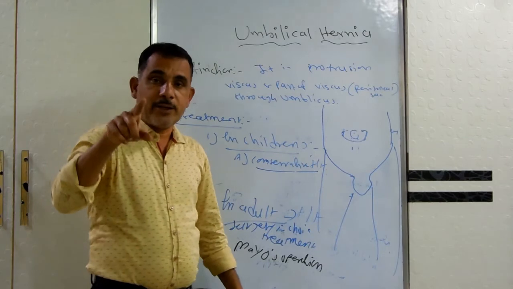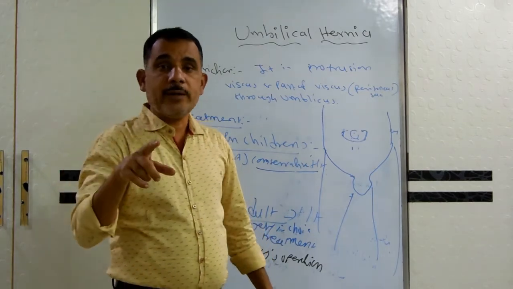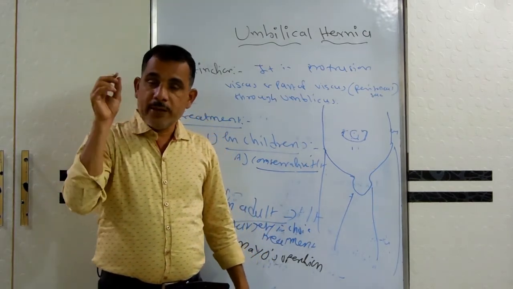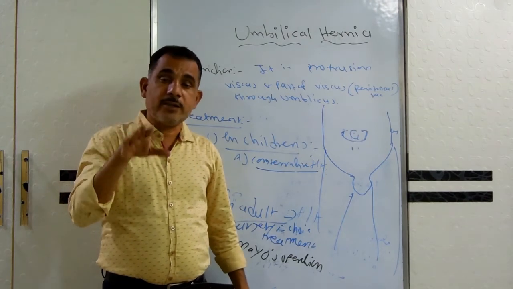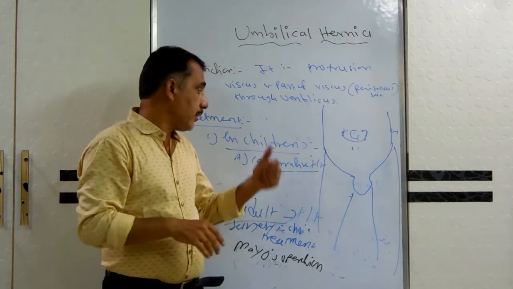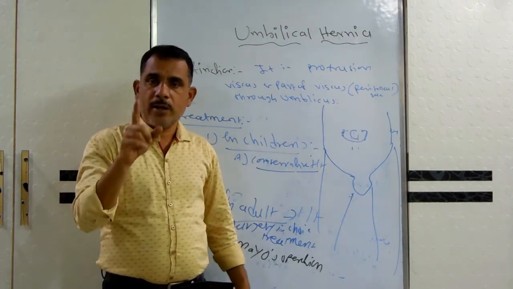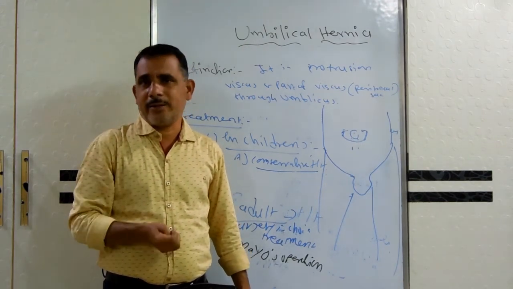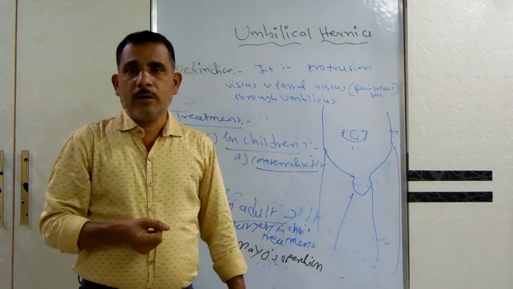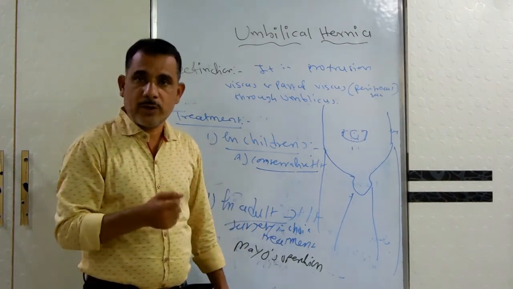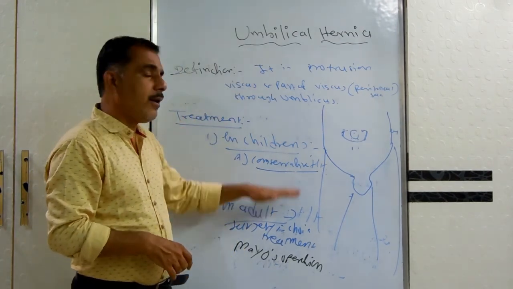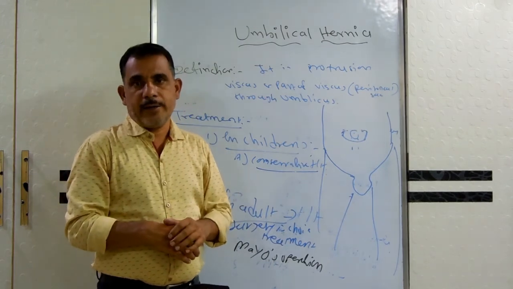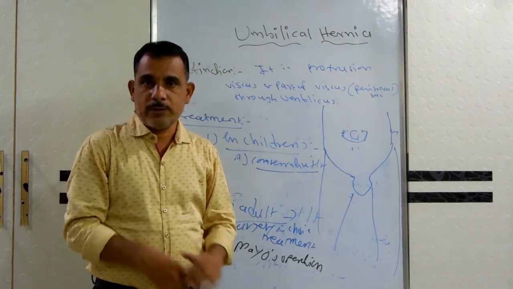But again I tell you that in homeopathy there are a few medicines that can treat umbilical hernia either in children or in adults. Various medicines like Calcarea carbonica, Nux vomica, and other medicines are there which treat the hernia. So did you understand? This is the umbilical hernia.